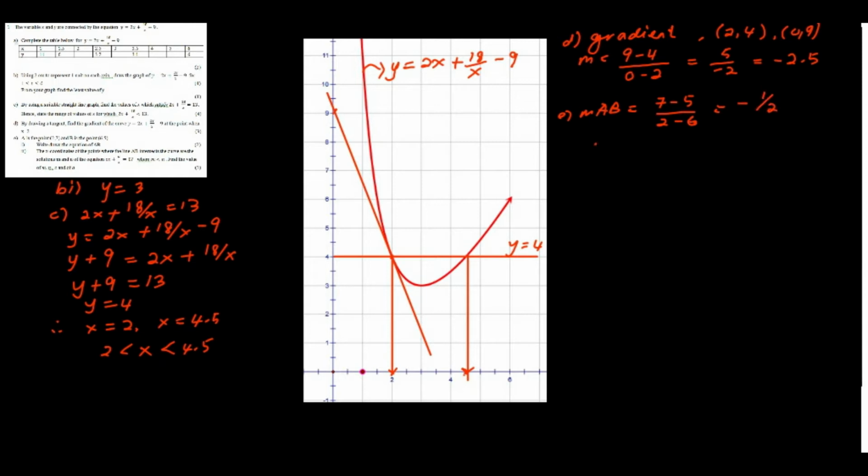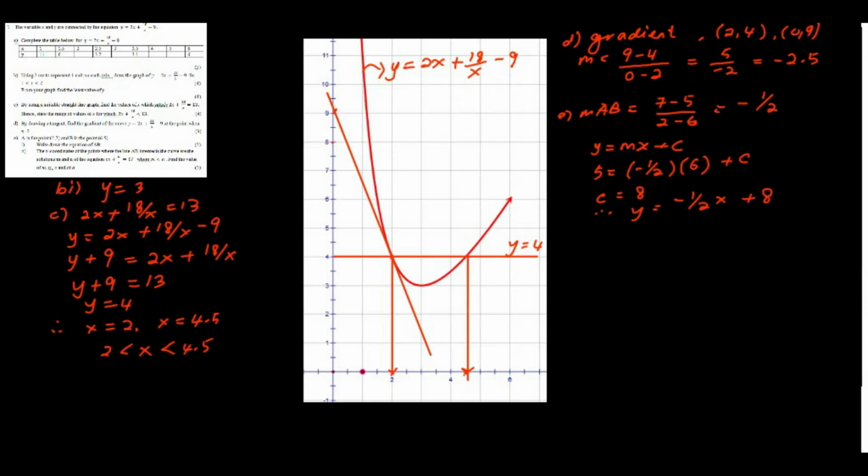Then we substitute in the equation y equals mx plus c, using the coordinates (6, 5). So this is 5, m is negative half, then this is 6, plus c. So you get c equals 8. Therefore, the equation is y equals negative half x plus 8.